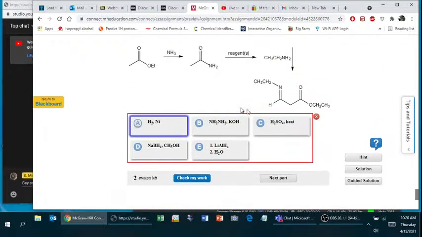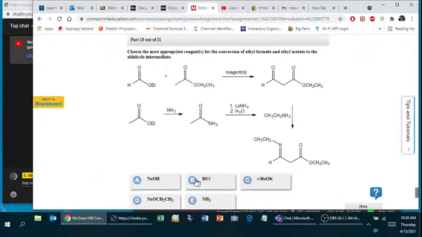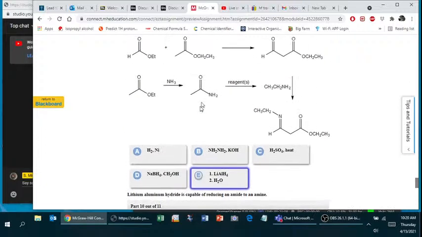Satisfying my curiosity, H2SO4 is not a reducing agent. Sodium borohydride might work, but my guess is they're looking for lithium aluminum hydride. Yep, so lithium aluminum hydride will be strong enough to reduce off that oxygen to give you the ethylamine.